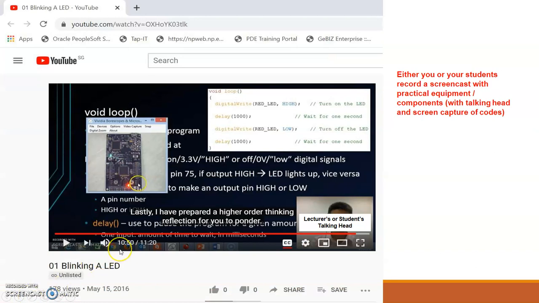This is probably ours, doing a coding and microcontroller chip board or PCB board. We could get our students to record a screencast like what we are doing now, and of course get them to have that talking head so that we know that this is indeed the student that's doing all this work for submission and demonstration.